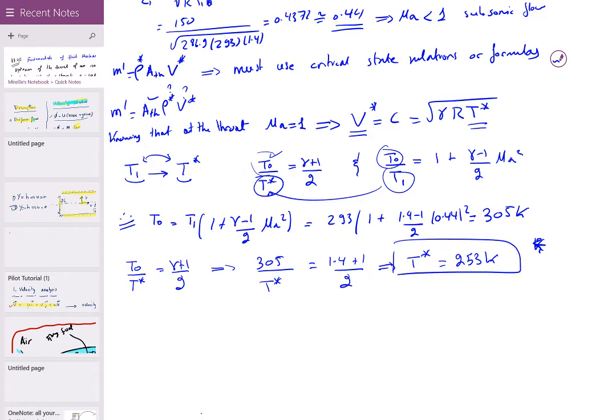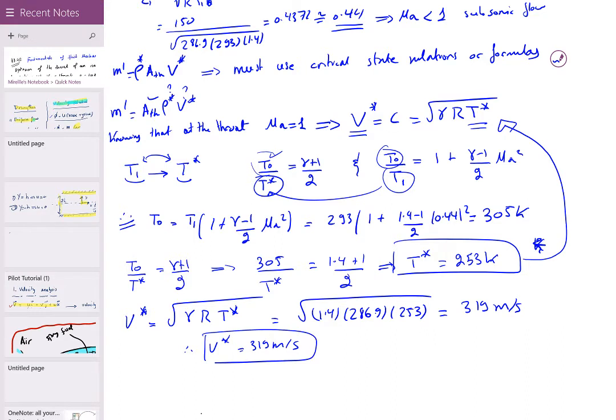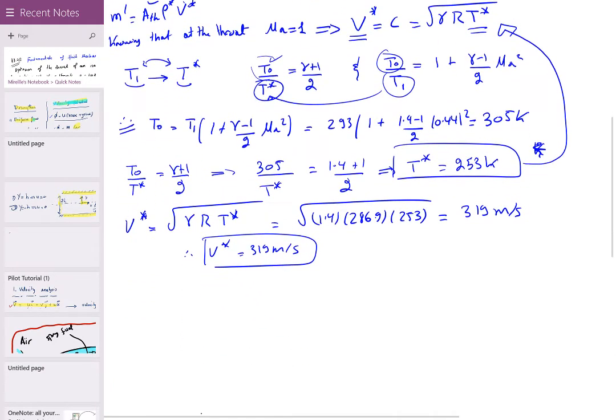Now I can plug this back into my equation and I can find V critical is square root of gamma R T critical, which equals square root of 1.4 times 286.9 times 253, with T critical always in Kelvin. So V critical is 319 meters per second. Okay, now I have found V critical. The only thing for me to find is the critical density.